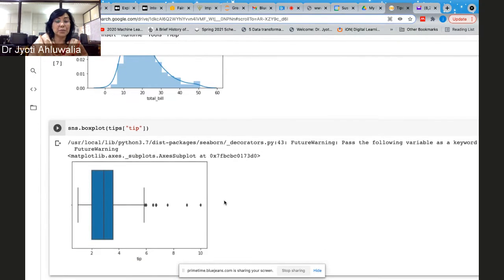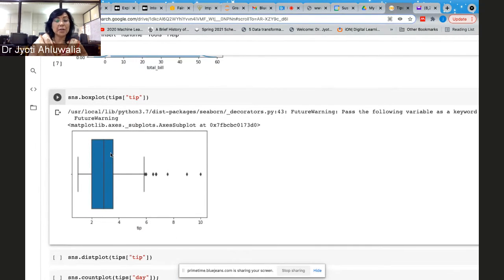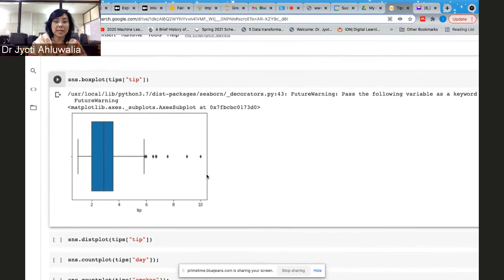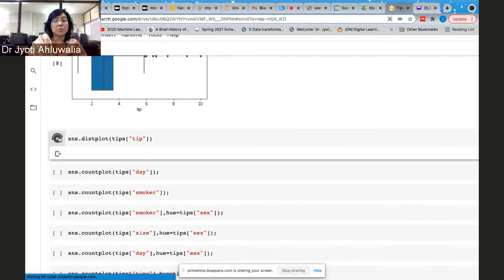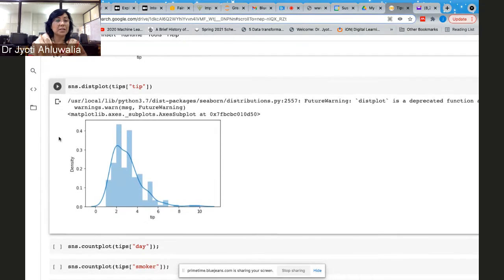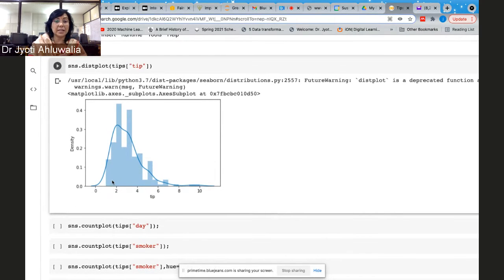Here is the box plot for tips. Around 50% of the people are giving tips between 2 and 4, because this is quartile 1 and quartile 3. So this is 50% of the people. Some people are giving a lot of tips from 6 to 10, but their numbers are less and they seem to be outliers in the general population. Again, the distribution of tips shows the same information. A majority is between 2 and 4.